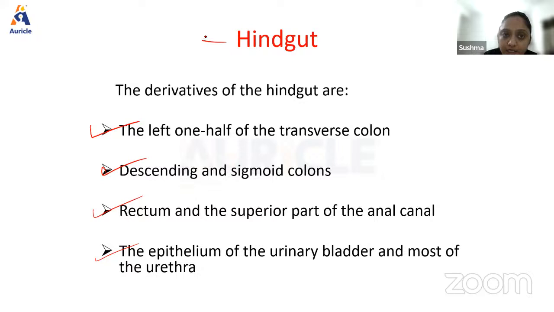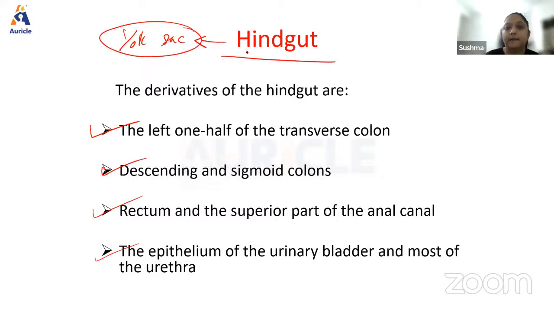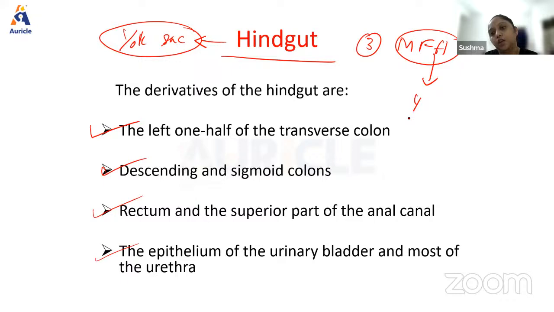But hindgut is also coming from yolk sac only. It's not coming from somewhere else. All three guts, foregut, midgut, hindgut, are all coming from yolk sac only. Different structures from the hindgut are all of these.